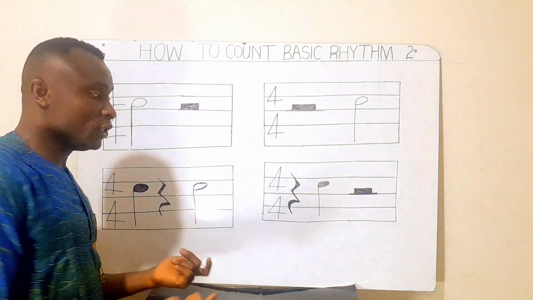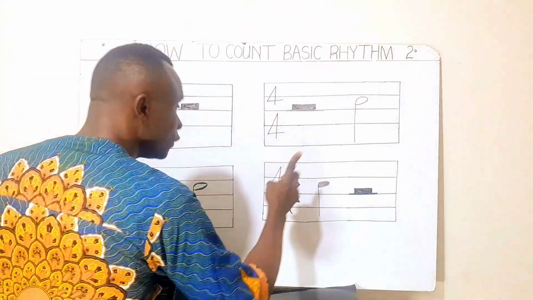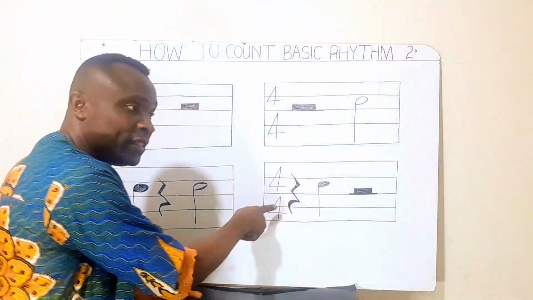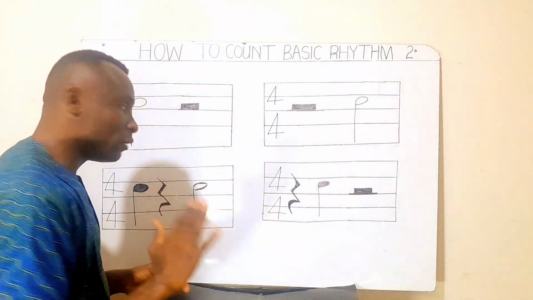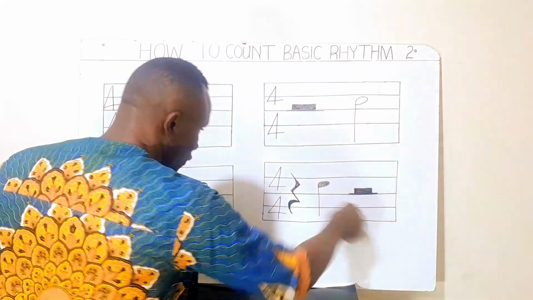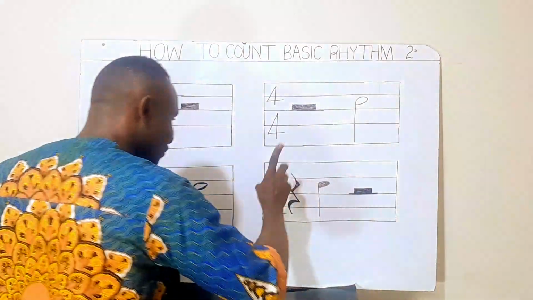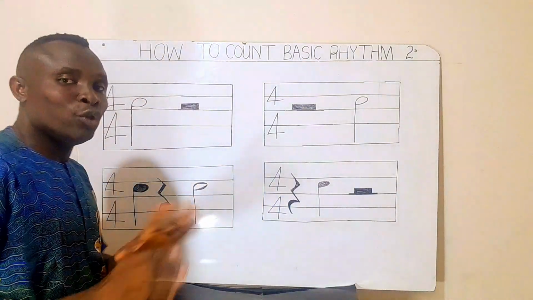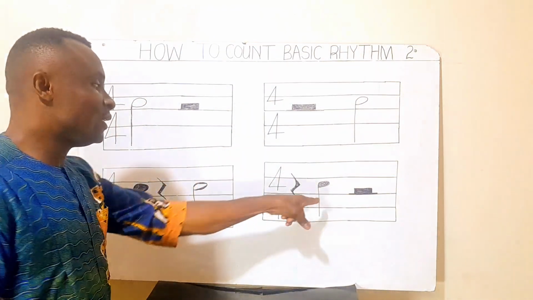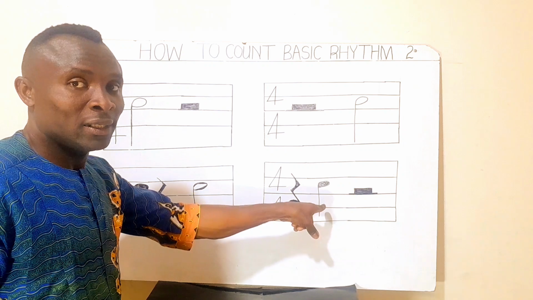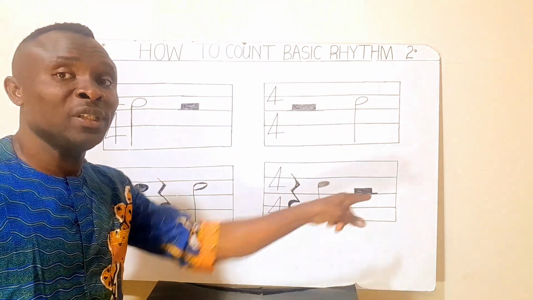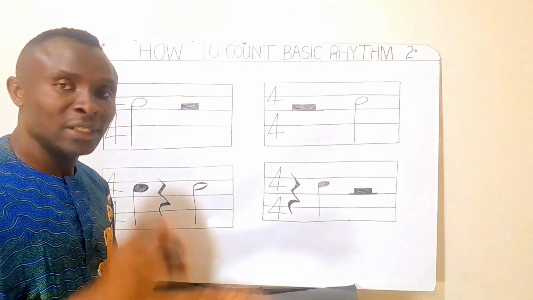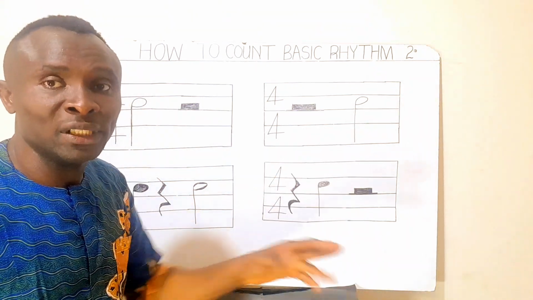So let's count it. 1, 2, 3, 4. 1, 2, 3, 4. But because here is a rest, I'm not meant to count. 2, 2, 2. So the only place that we are meant to pronounce something is at the second beat, while the third and fourth beats are silent. The first beat is also silent, the second beat has a note, then the third and fourth beats are silent.